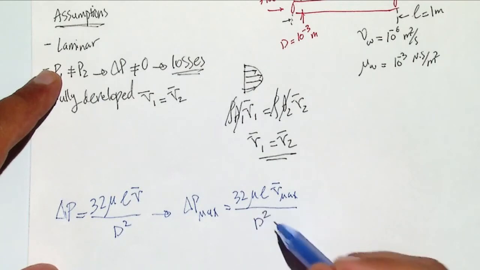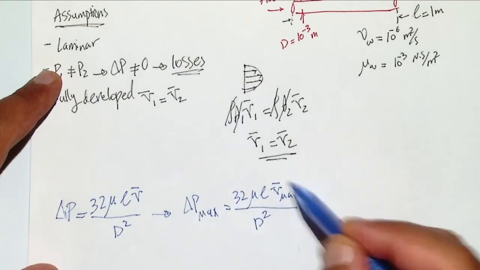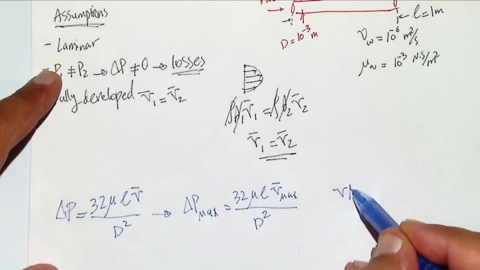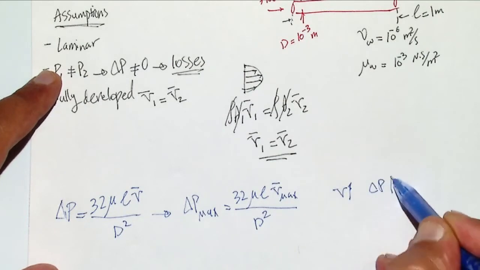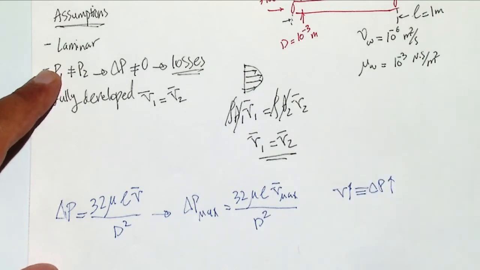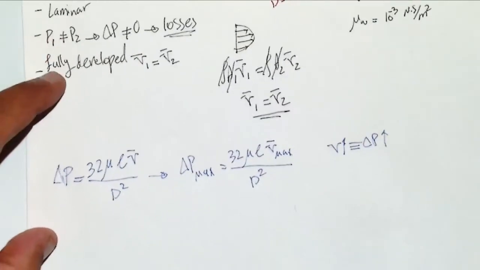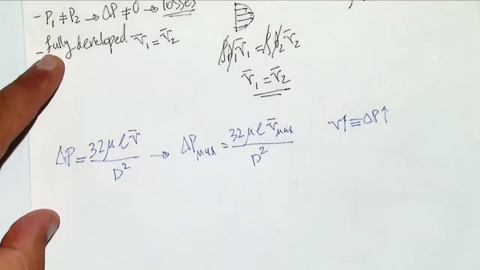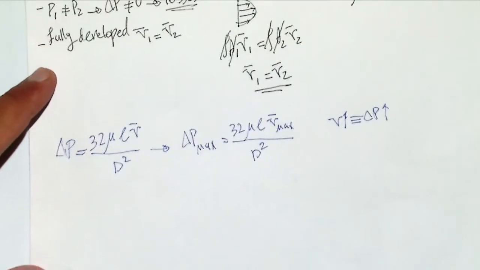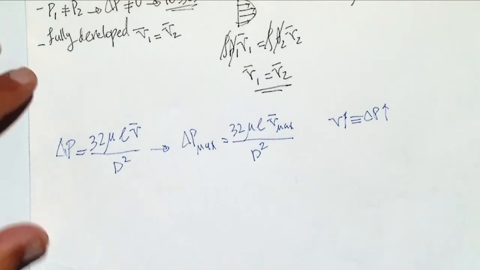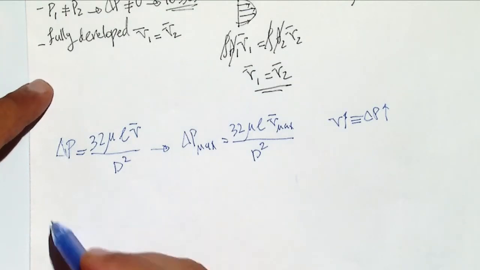So what exactly makes delta P maximum? When the velocity increases, delta P increases. These two are correlated. Okay, so now the question is how we can find the maximum velocity of the pipe. We don't have any information like Q or m dot, nothing is given. So how can we find it? Using the Reynolds number. Why?